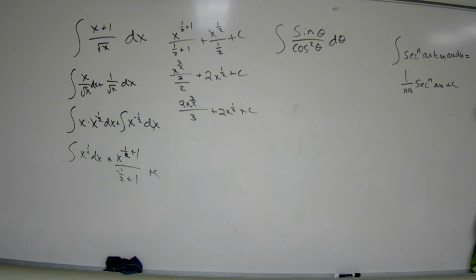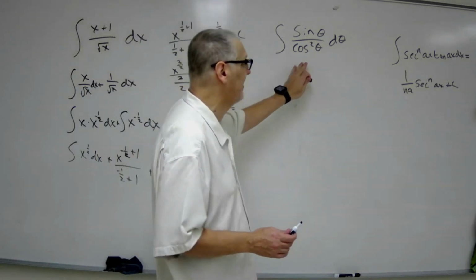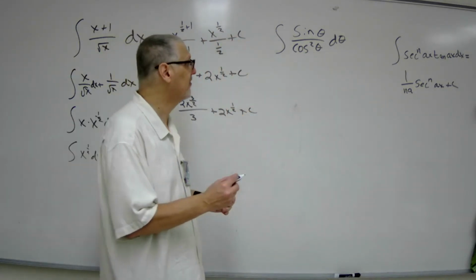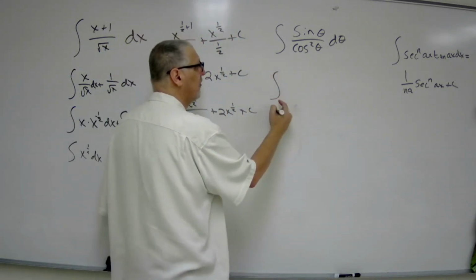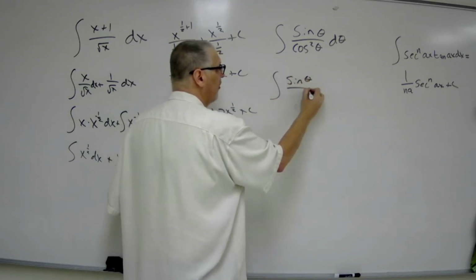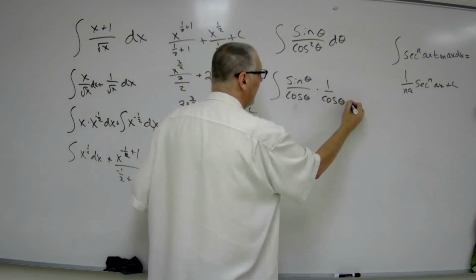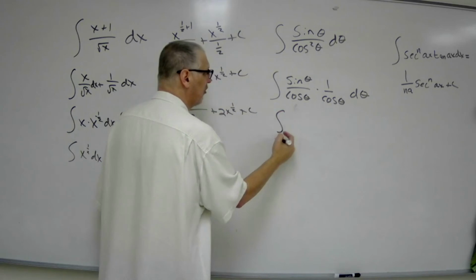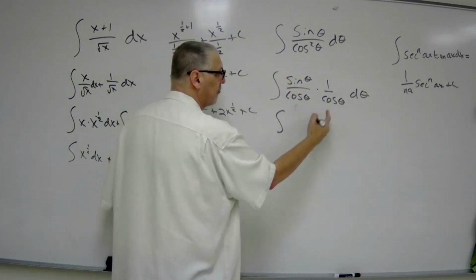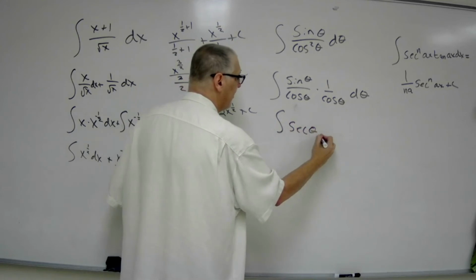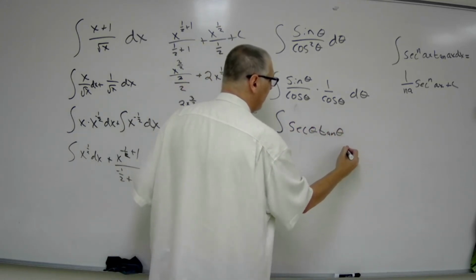Because see cosine squared. What's 1 over cosine? 1 over cosine, tangent? It's secant. And that's going to leave me sine over cosine. What's sine over cosine? So you're telling me that this is actually secant tangent? It is. So I could break it up. I could do sine theta over cosine theta times 1 over cosine theta d theta, which now gives me the integral of, let's just put it in the order, secant theta tangent theta d theta.